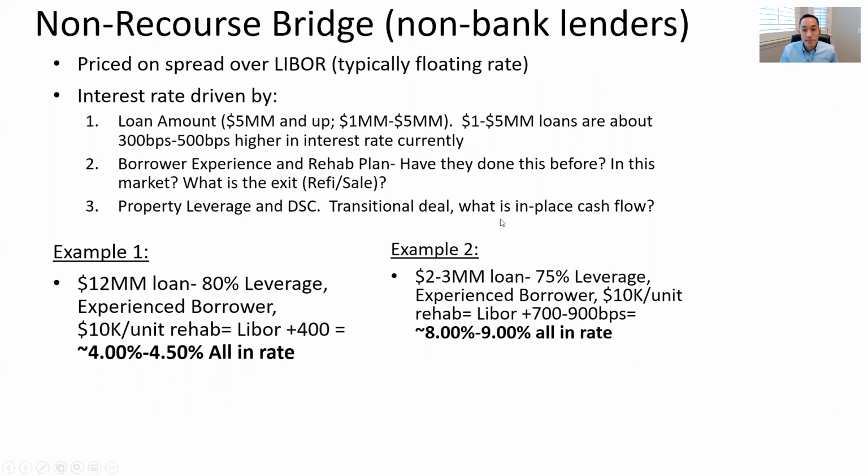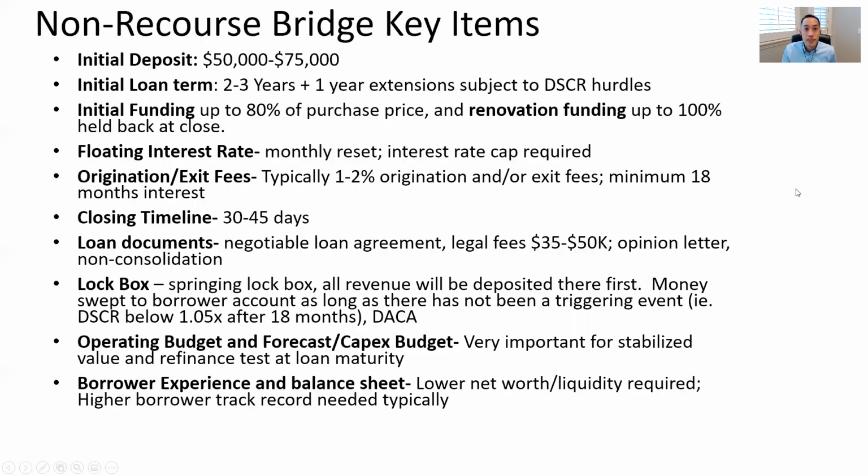And then, I mean, some people are going to look at in-place cash flow, but most of them are going to look at the stabilized value. So in year 2, year 3, what's my NOI compared to what it is now? And then what is the CapEx plan to get me there? So on larger loans, you're going to be 4 to 4.5% right now on non-recourse bridge. If it's a smaller loan, like you just have to do non-recourse for whatever reason, and it's under 5 million, it's going to be more expensive. So 8 to 9% right now. And then these are going to typically be floating rates, so you'll need to buy an interest rate cap.